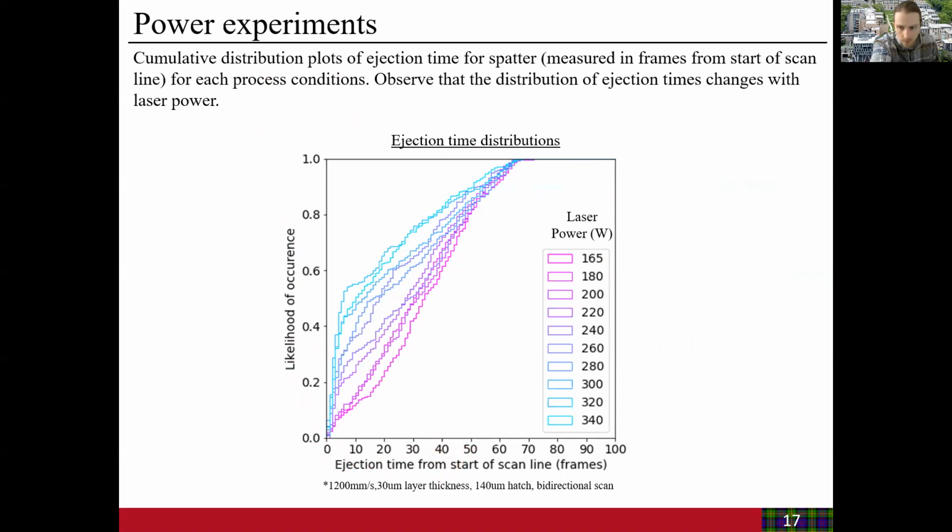If the distribution is uniform, the slope at each point of the x-axis would be equal, where the larger the slope of the plot at any point on the x-axis, the higher the probability of that point occurring. So for these cumulative distribution plots, as the laser power increases from 165 to 340 watts, the slope of the distribution significantly increases at or before the 10th frame in the scan line. That is to say that at higher powers, spatter ejection times tend towards the beginning of the scan. So very interesting to see there as well.